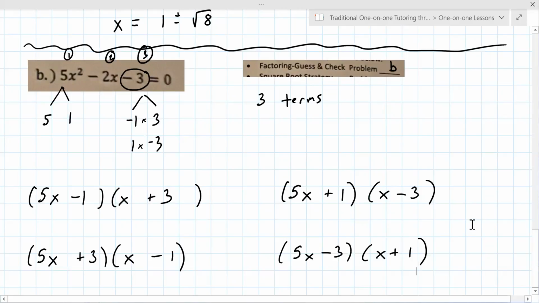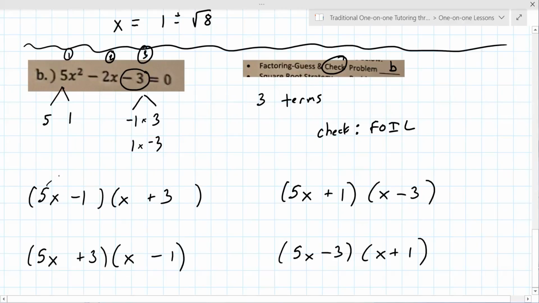So these are all the possible solutions to this problem. And the way you check, you see how it says the word check there? You check using this method called FOIL. FOIL means the following. I'll show you the first one here.